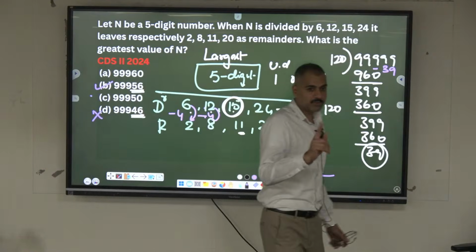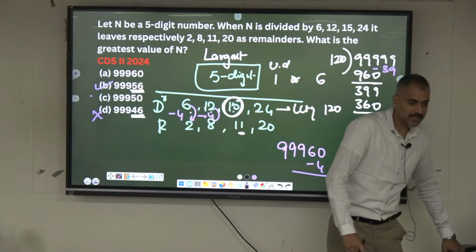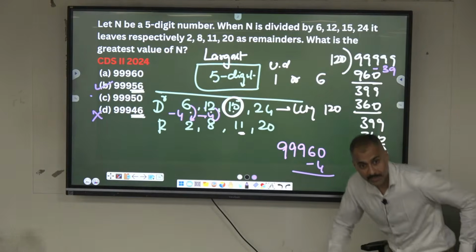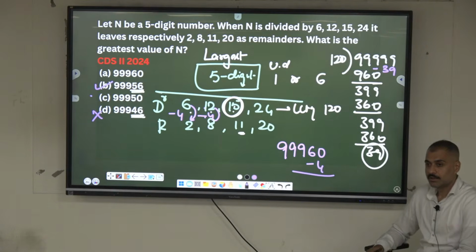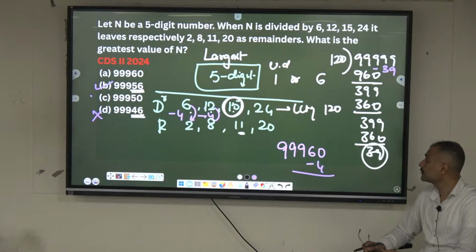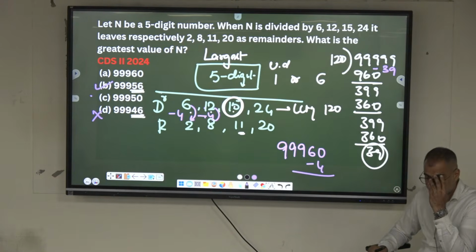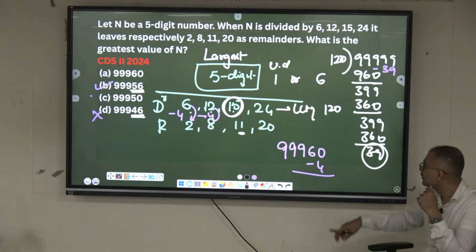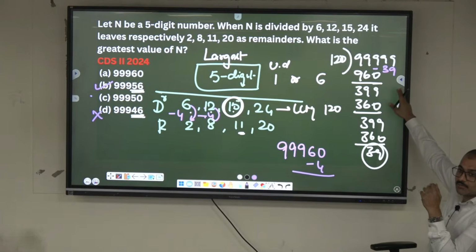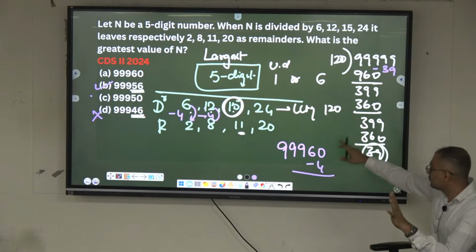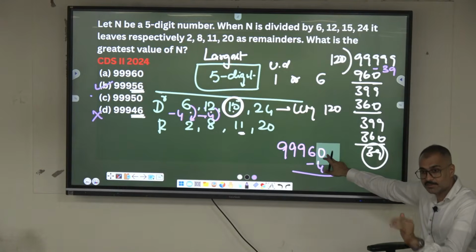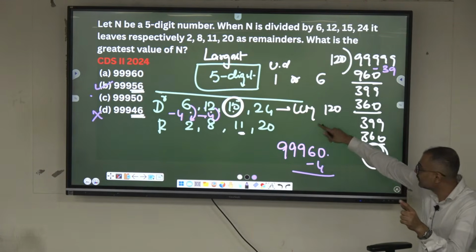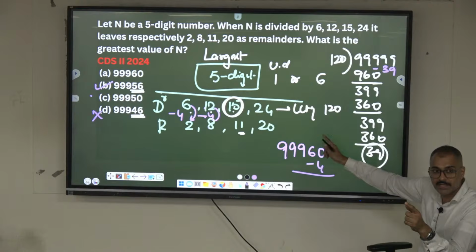If there was only one option, you can apply the unit digit rule when the divisor is 9. Apply the unit digit theory. Understood? So 39 has to be subtracted from the largest 5-digit number. That gives you the largest 5-digit divisible number, but there must be a negative remainder of 4. Okay, negative remainder, -4.